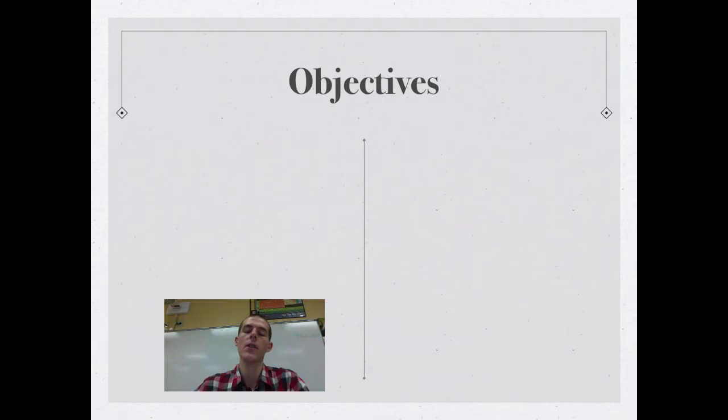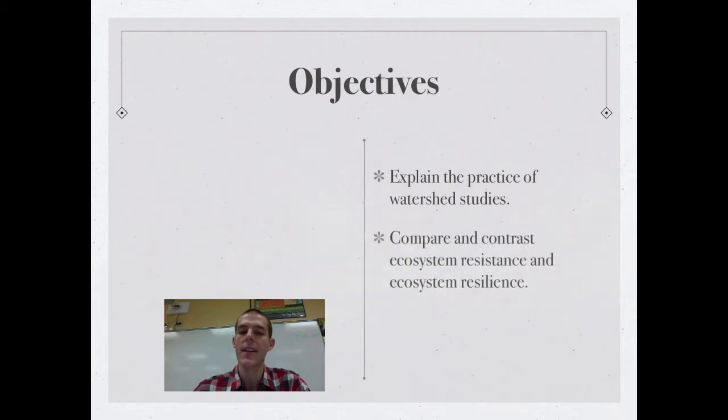By the end of this video, I need you to know or be able to do the following things. First up is to explain the practice of watershed studies. Second, compare and contrast ecosystem resistance and ecosystem resilience. And finally, describe the intermediate disturbance hypothesis.